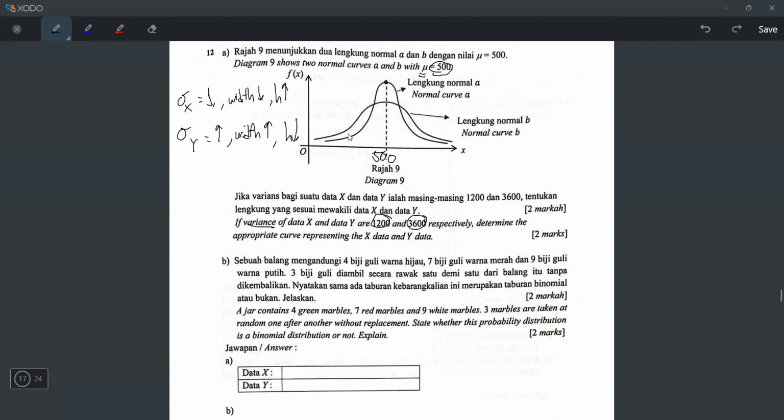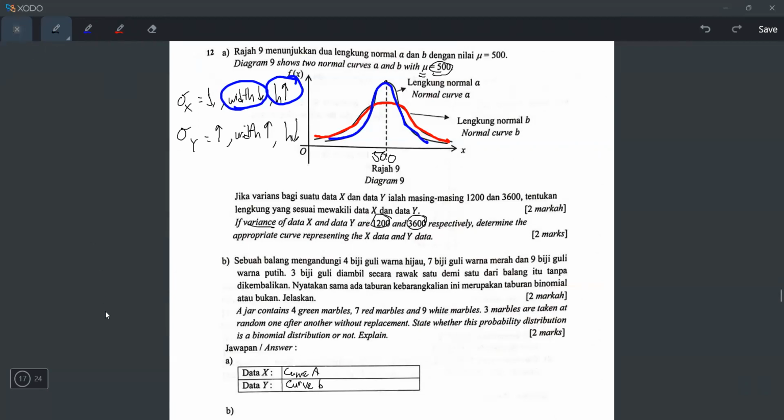So we can say that this red line, can you see it has a bigger width but a smaller height? So that's the curve B, that's the data Y's. And then for the blue color one, the curve A, can you see the height is very tall, the height is longer, but then the width is so small, right? Because the standard deviation is smaller. So that's the curve A. So that's how you do it.